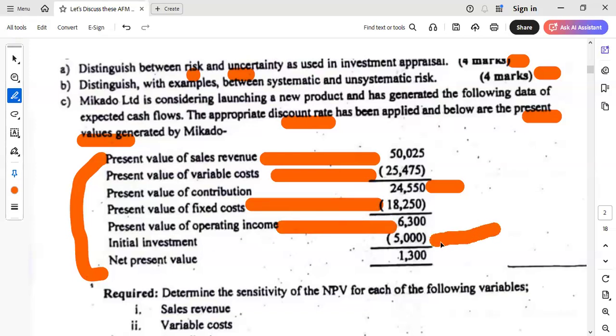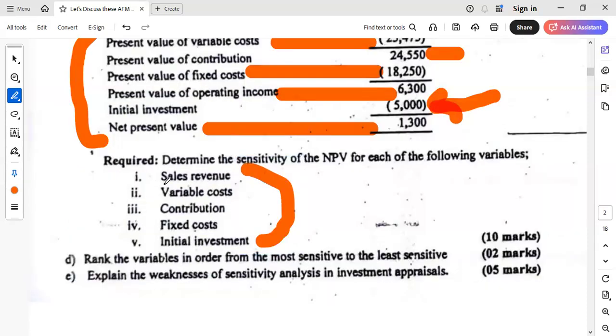The examiner has also given you the initial investment. Then overall you have the net present value. You get the total revenue minus the total costs, then minus your initial investment. Here we need the sensitivity.